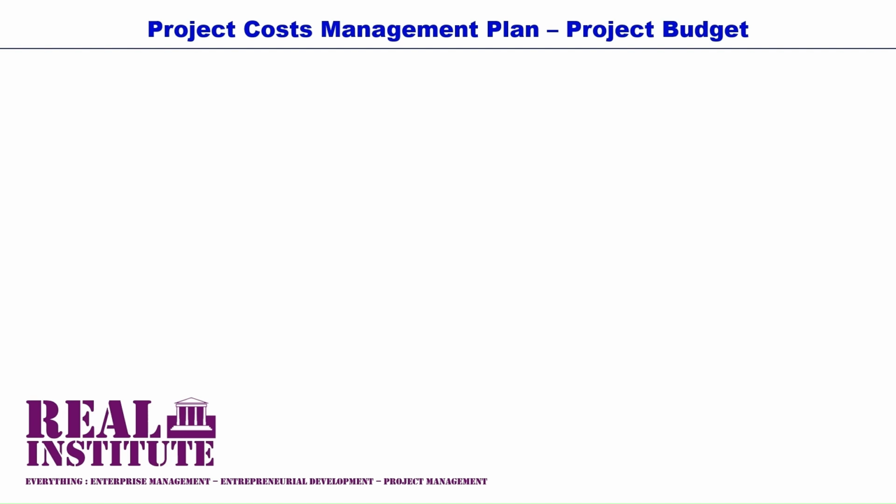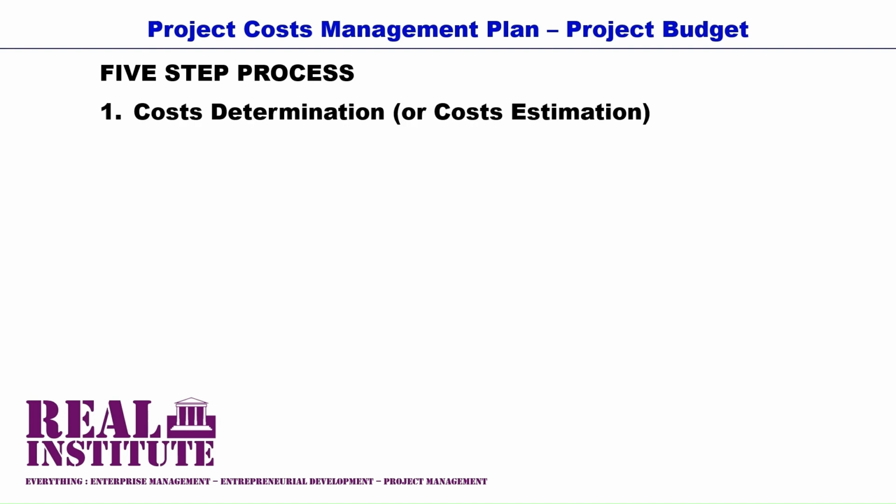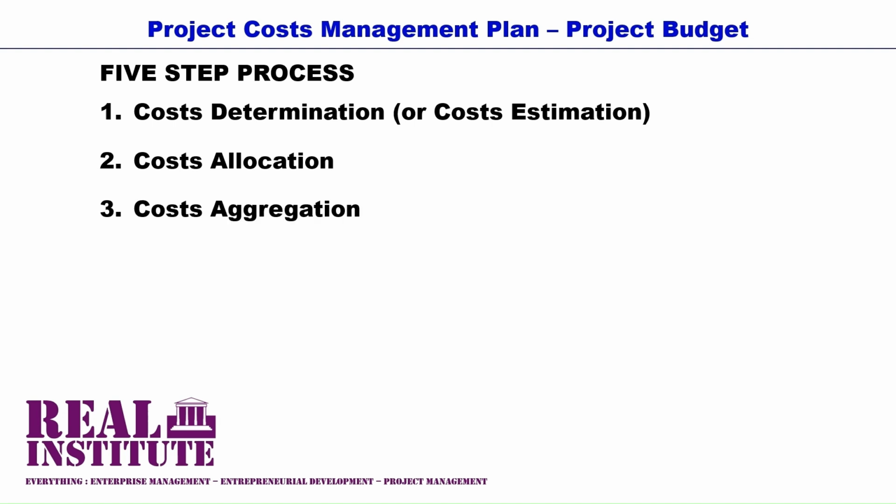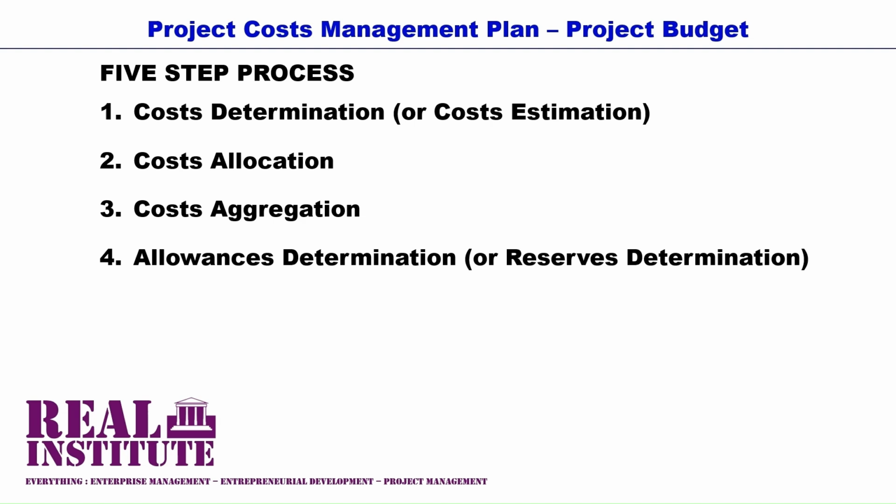The development of the project cost management plan or project budget is a 5-step process. The first step is cost determination, also referred to as cost estimation. The second step is cost allocation. The third step is cost aggregation. The fourth step is allowances determination or reserves determination. And the fifth step is budget consolidation.